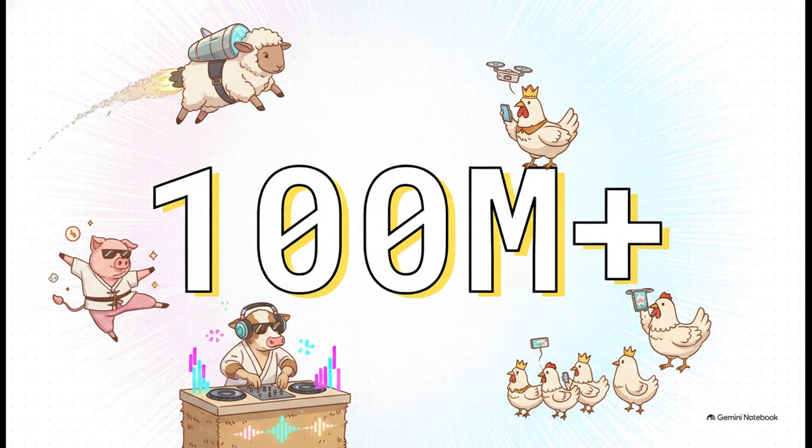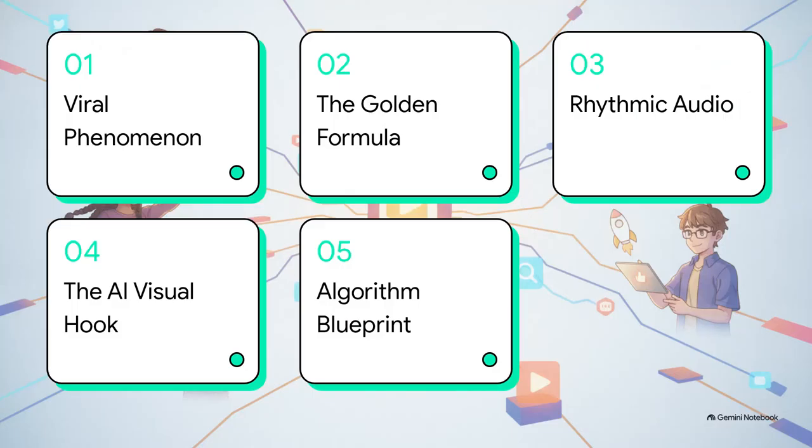That is not just some passing trend, right? That is a massive cultural footprint, and it is definitely not happening by accident. It's the direct result of pairing a very specific audio cue with highly engaging AI-generated imagery. To figure out how this masterclass in attention-grabbing actually works, we'll quickly break it down into 5 parts. The viral animal phenomenon, decoding the golden formula, the psychology of rhythmic audio, the AI visual hook, and finally, your algorithm blueprint. Let's get right into it.